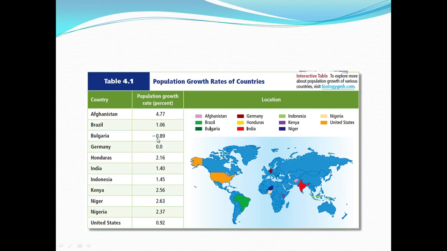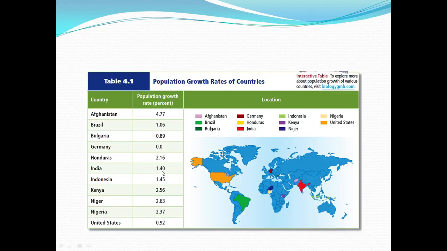Bulgaria is the opposite. They are at negative 0.89. That's a country over here, if I'm not mistaken. These guys would be in transition, but they're also losing population. It would be interesting to see why this is happening, because I have no idea. Germany is definitely in transition. If you look at that number, they're at 0. So essentially, they're not growing at all. They're staying neutral. Honduras is not in transition.